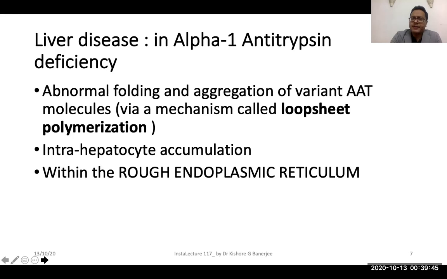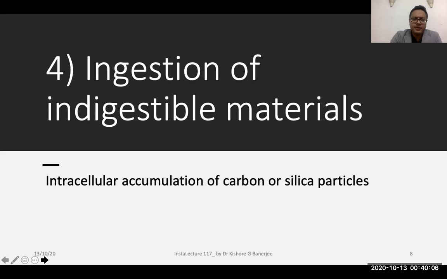And in alpha antitrypsin deficiency, intrahepatocyte accumulation occurs within the rough endoplasmic reticulum. And that's why in the liver biopsy you see characteristic PAS positive, diastase resistant globules, which is a characteristic liver biopsy finding in alpha antitrypsin deficiency.